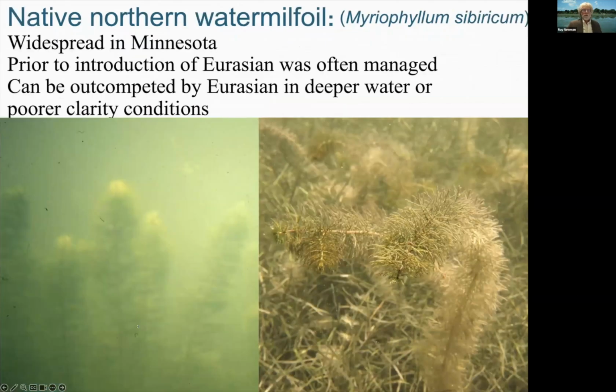Now, there's a native northern water milfoil that's historically been in Minnesota. It's widespread. Prior to the introduction of Eurasian water milfoil, it was probably the most managed aquatic plant. Once Eurasian water milfoil was introduced, in some cases it has outcompeted the northern water milfoil, especially in deeper water or poorer clarity conditions. So northern water milfoil now has a more restricted distribution than it used to have prior to the introduction of Eurasian water milfoil.